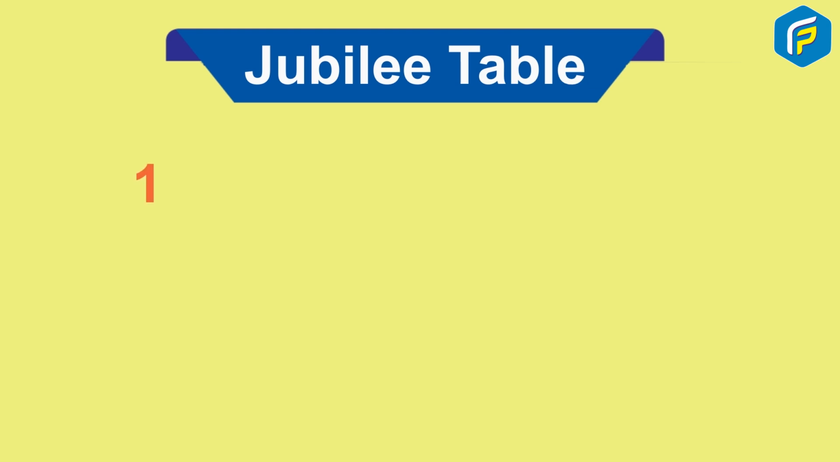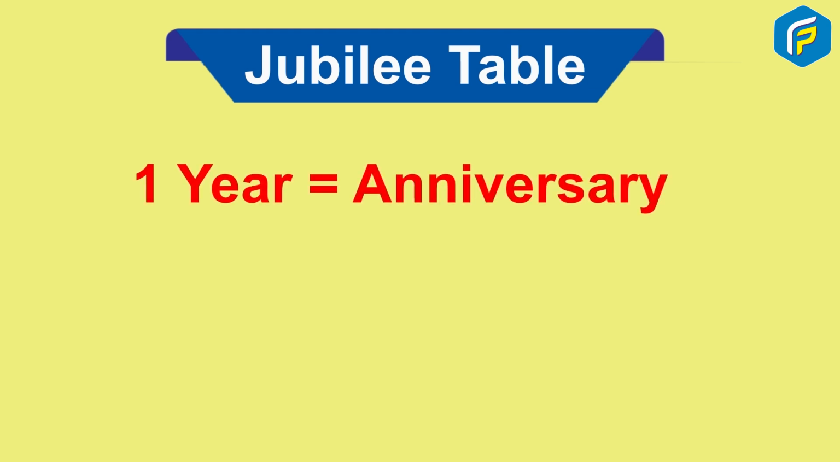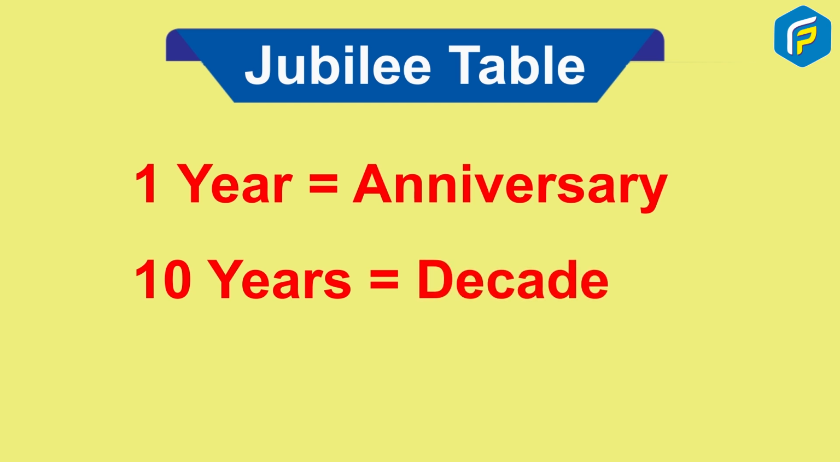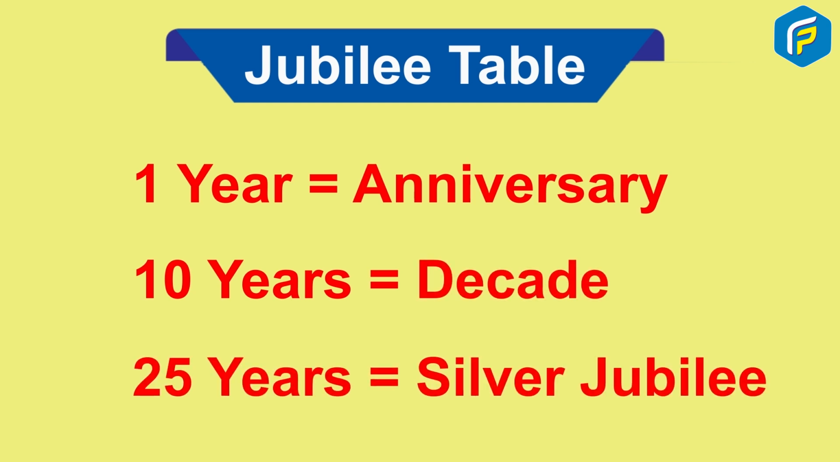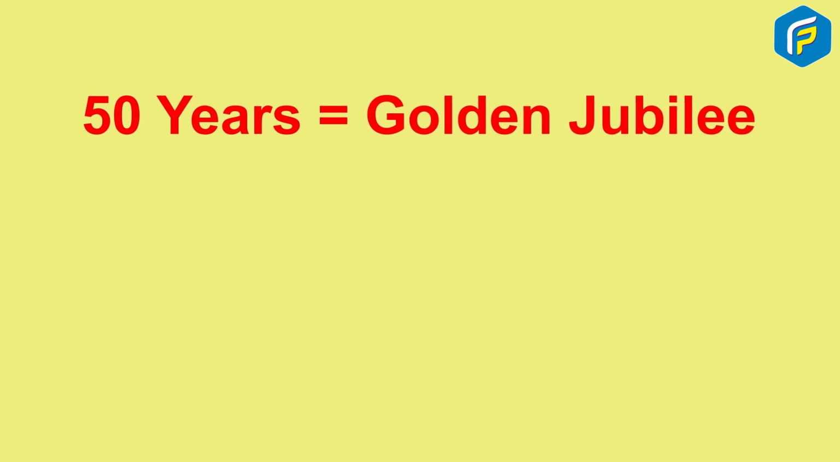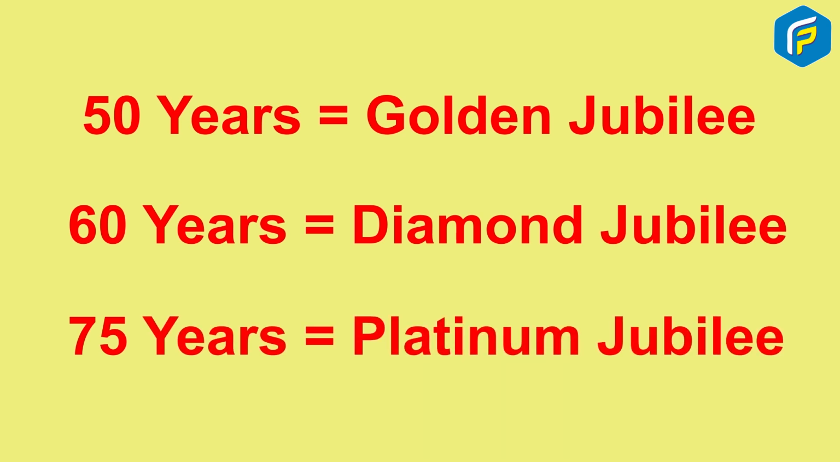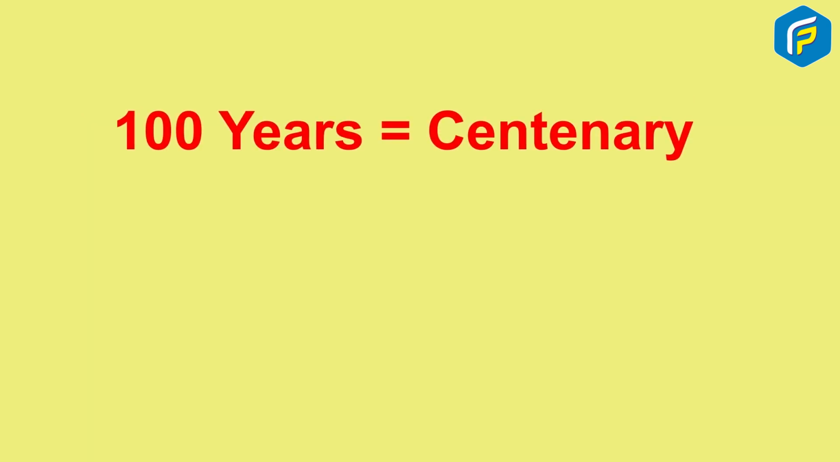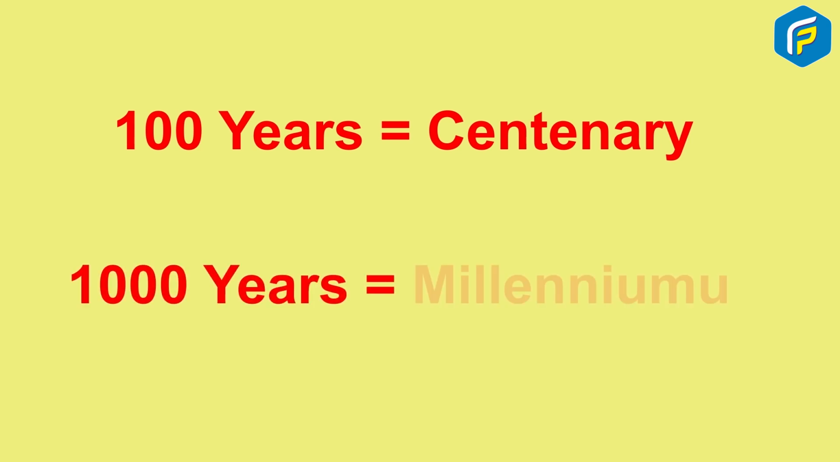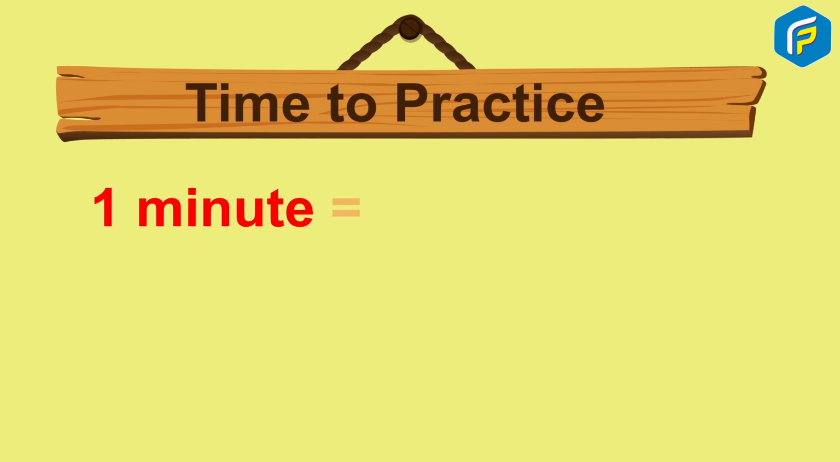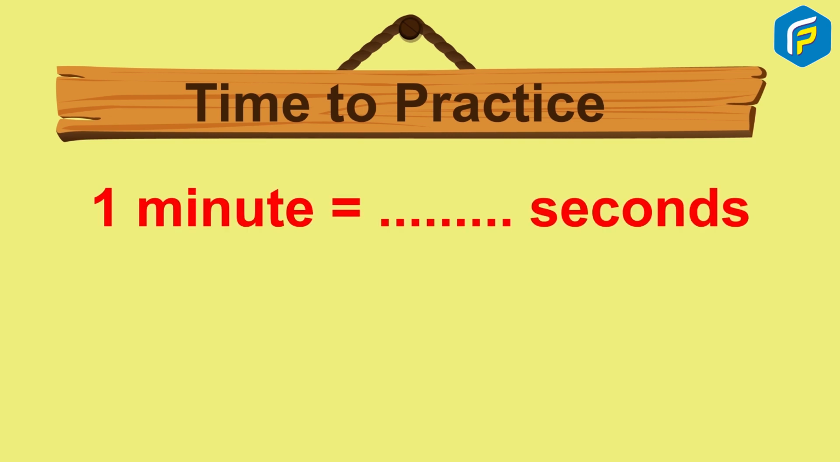Jubilee table: 1 year, anniversary. 10 years, decade. 25 years, silver jubilee. 50 years, golden jubilee. 60 years, diamond jubilee. 75 years, platinum jubilee. 100 years, century. 1000 years, millennium. Time to practice: 1 minute is equal to dash seconds.